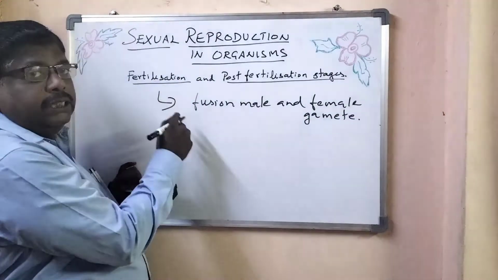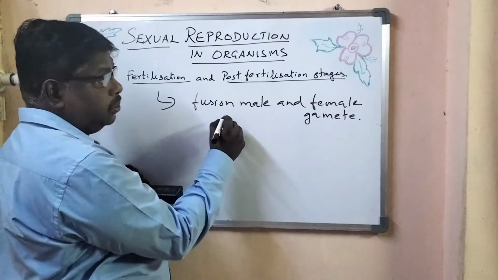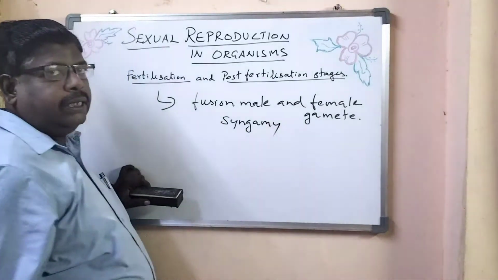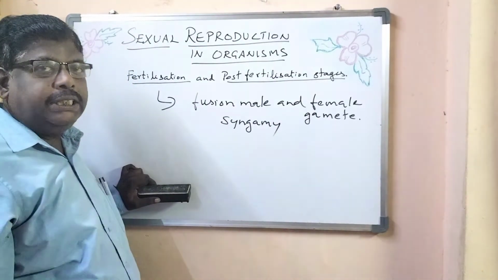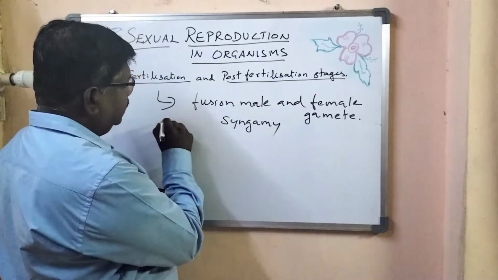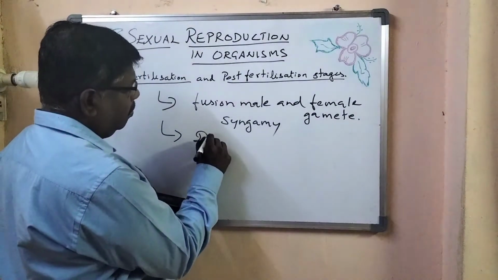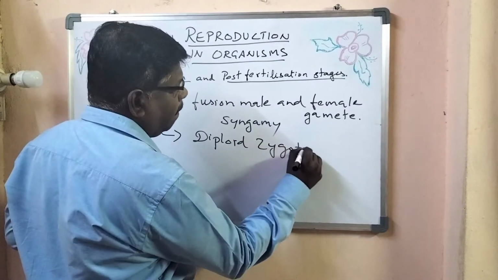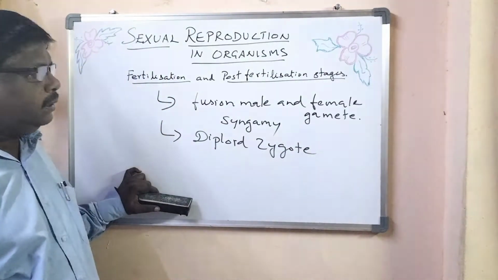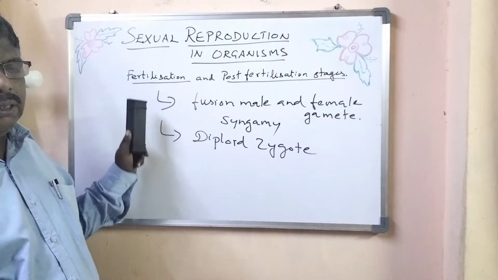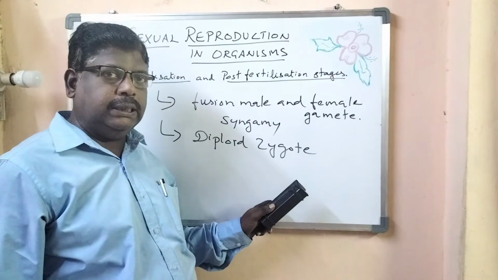So fertilization is the fusion of male and female gamete. It is also known as syngamy. The product of fertilization is a diploid zygote.